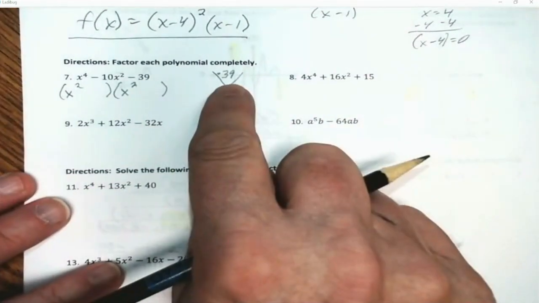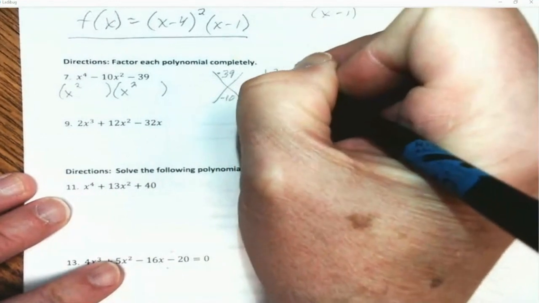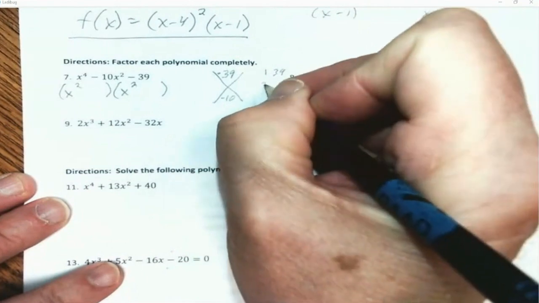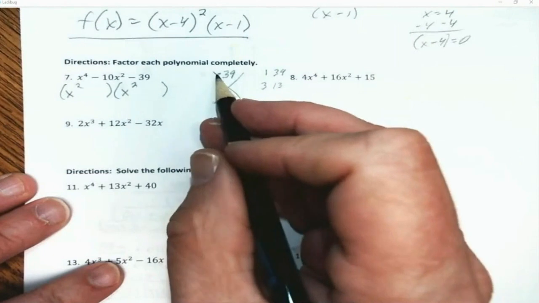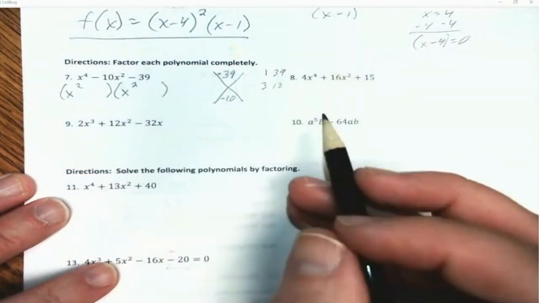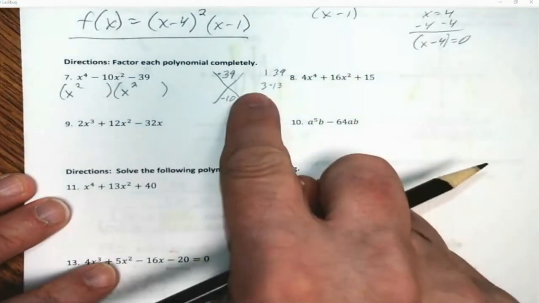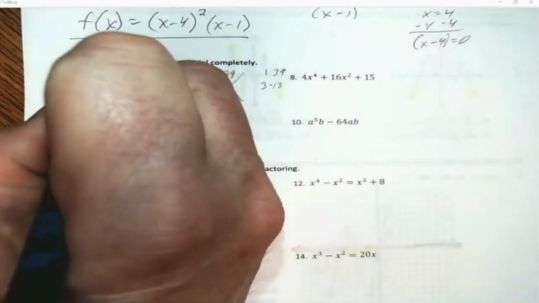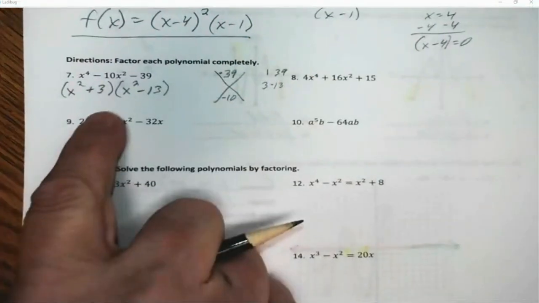Well, there's not much that can multiply to be 39 or negative 39. 1 and 39, and one of them would have to be negative. 3 and 13, and one of those would have to be negative to make it a negative 39. And that's it. There's no other numbers that multiply to be 39. Well, this will work real well. If this one's the negative one, 3 plus negative 13 is negative 10. So if we make this positive 3 and negative 13, those are the factors.